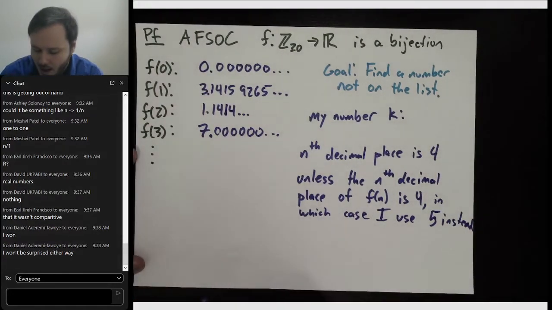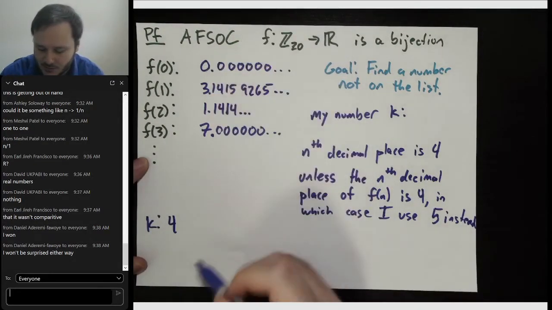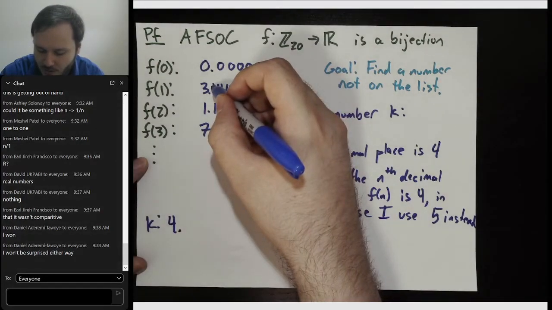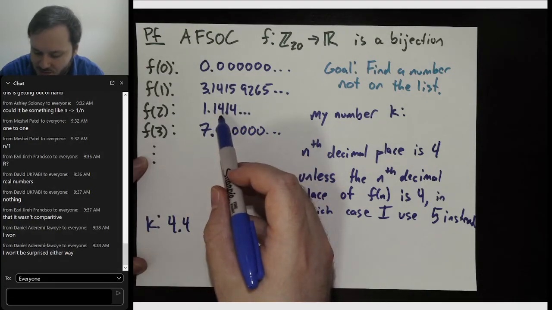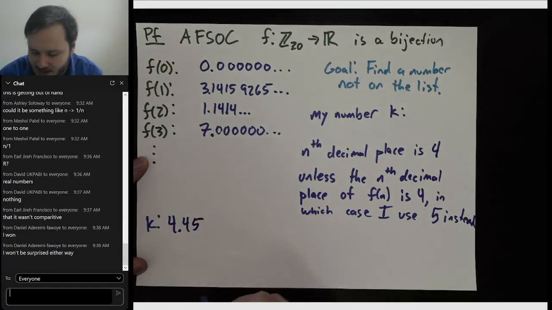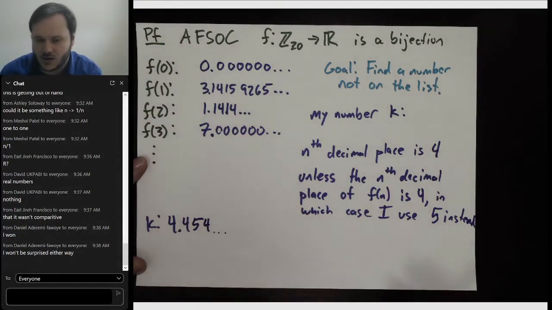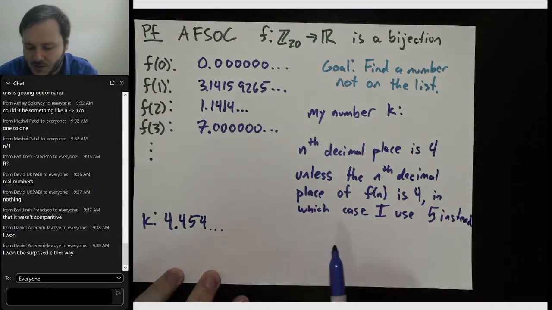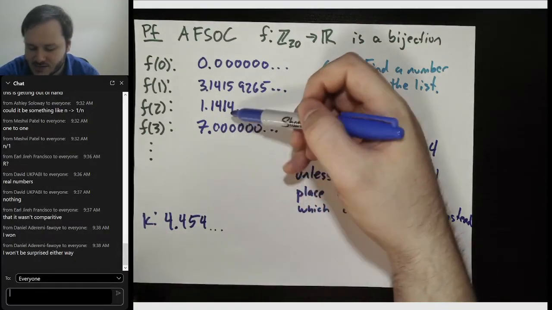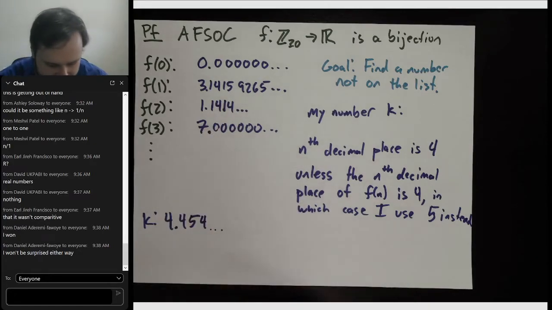So my number looks like 0.4, because this has a 0, because that's a 1, not a 4. But then this one is a 4, so I have a 5 instead. And then this one's a 0, so I'm going to go back to 4. And I'm going to keep going in that way. I always have 4s, unless I would line up with a 4 in the same place, in which case I want a 5 instead. And here's the thing, k is not on this list.